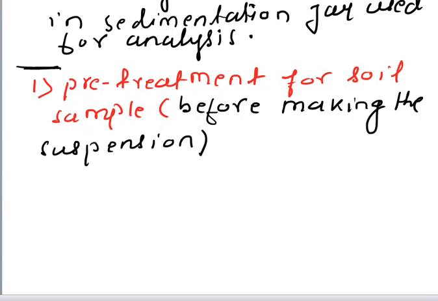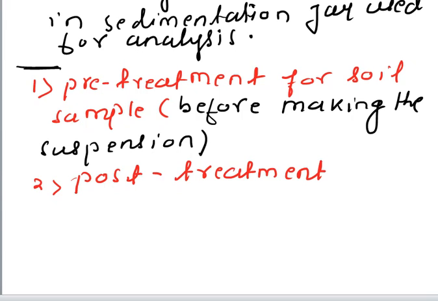Now the second one is post treatment. After preparing the suspension, post treatment is given for the suspension prepared. What are the objectives behind pre-treatment and post-treatment? We will come across it in a very short time.